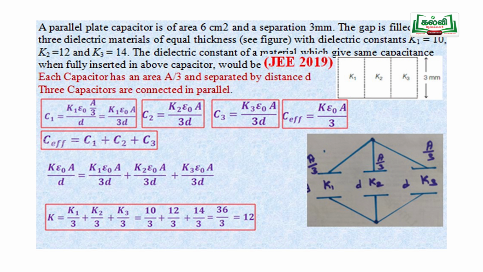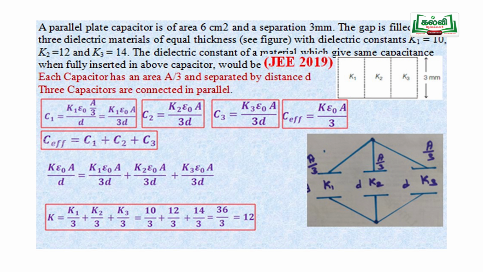The capacitance formula is K epsilon A by D. So for the first, K1 epsilon A by 3 by D. Why am I getting A by 3? The total area is divided among the 3 capacitors, so I will have it as A by 3. So it reduces to K1 epsilon A by 3D.